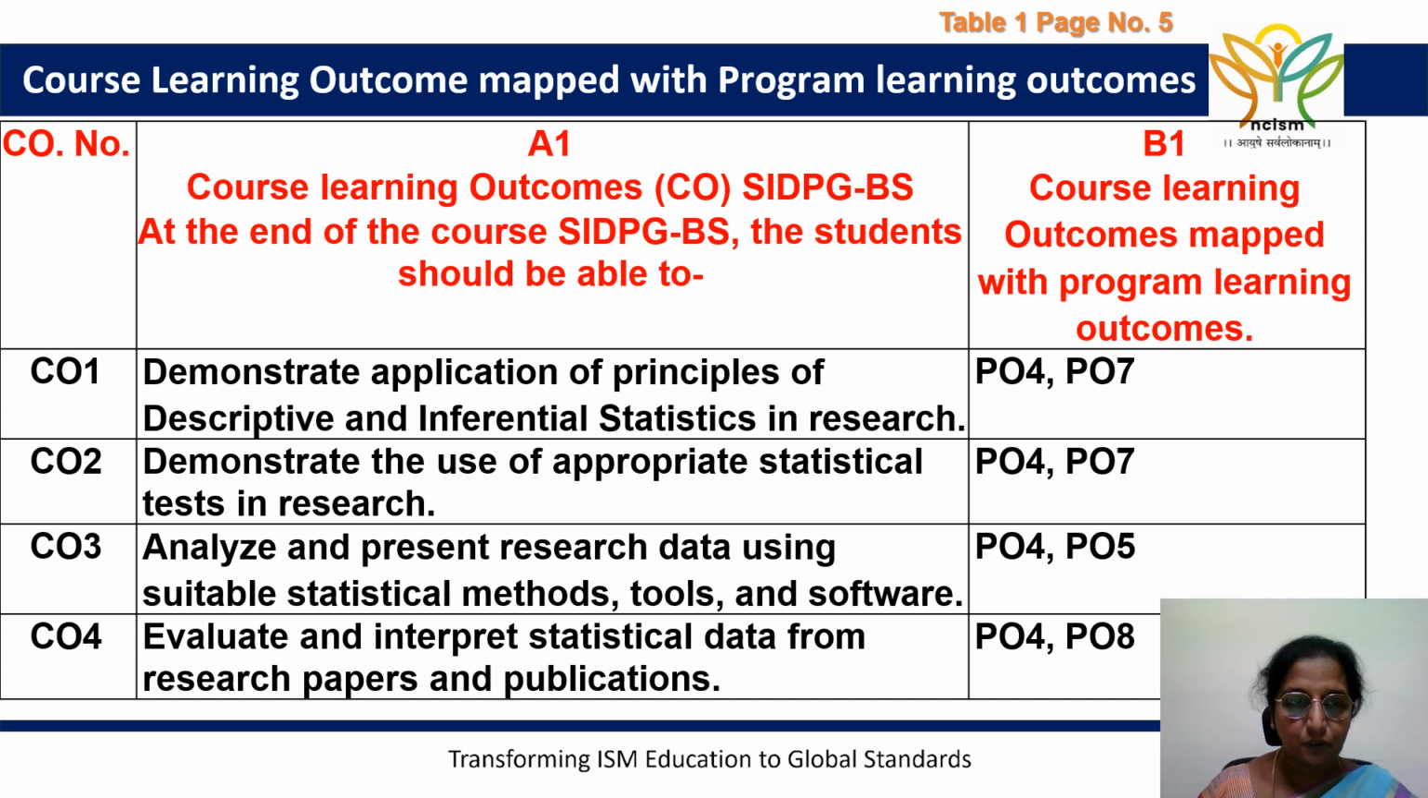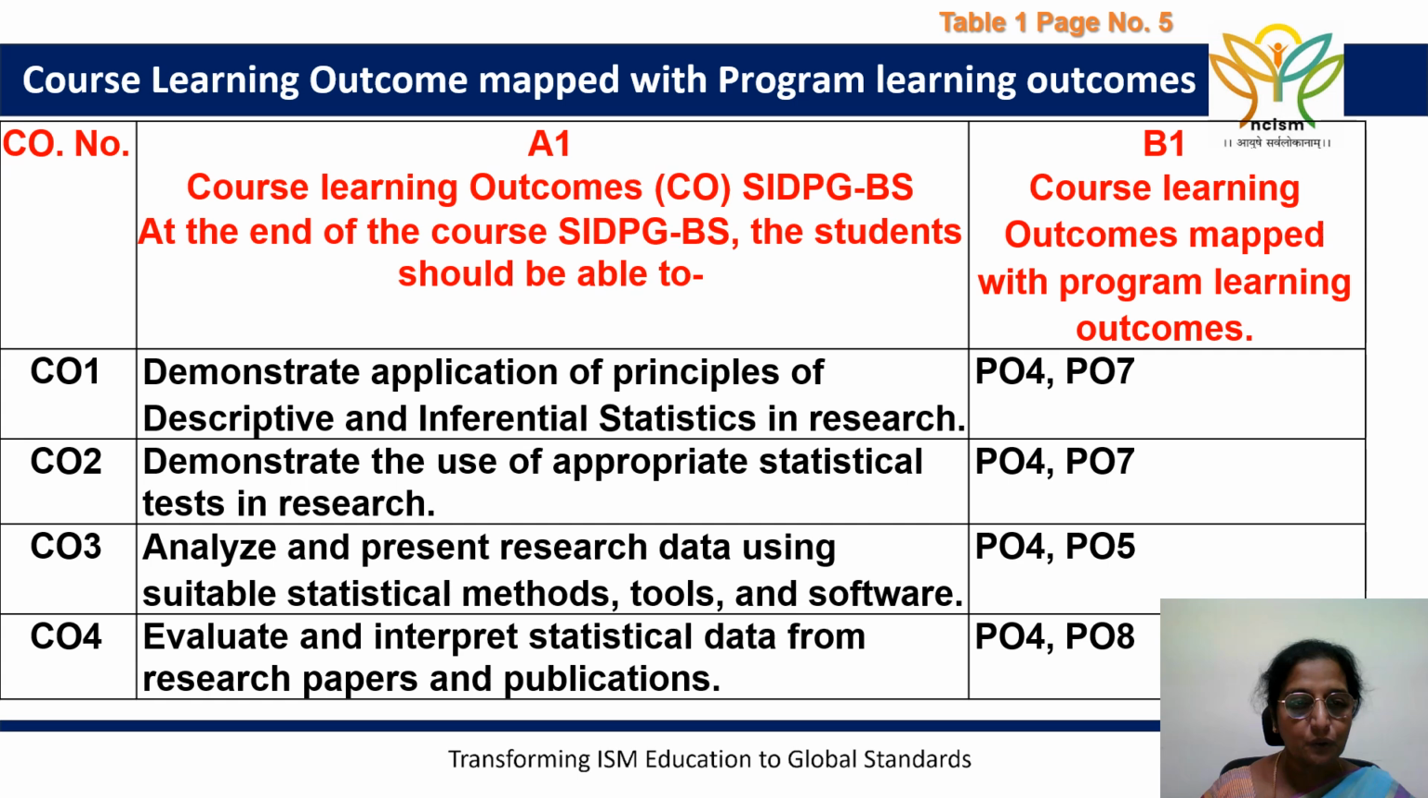Coming to course learning outcome CO1, it is mapped with program learning outcomes PO4 and PO7. At the end of this course, the student should be able to demonstrate application of principles of descriptive and inferential statistics in research. Coming to course learning outcome CO2, it is mapped with program learning outcomes PO4 and PO7. At the end of the course, the student should demonstrate the use of appropriate statistical tests in research.